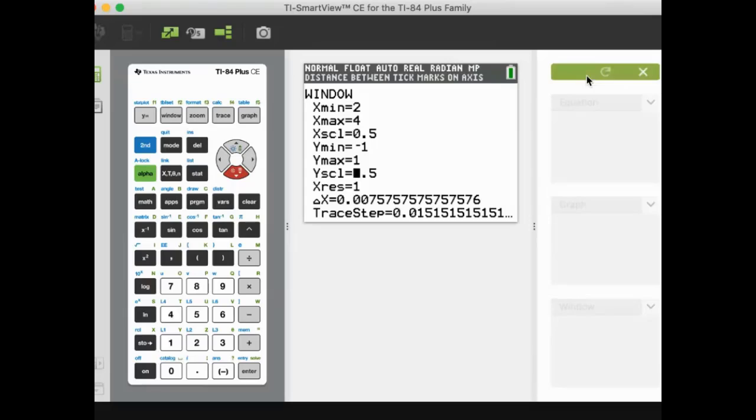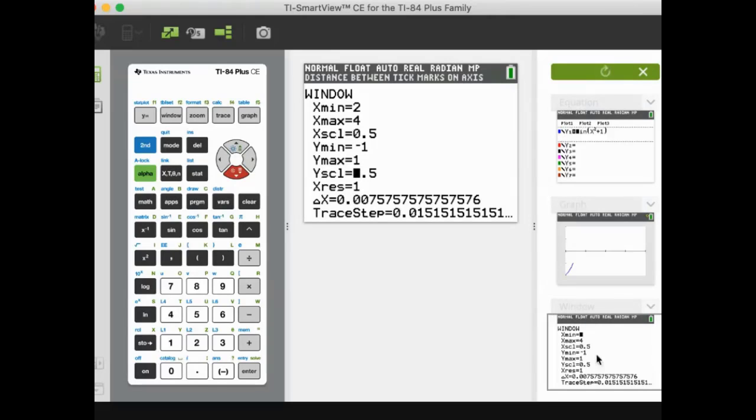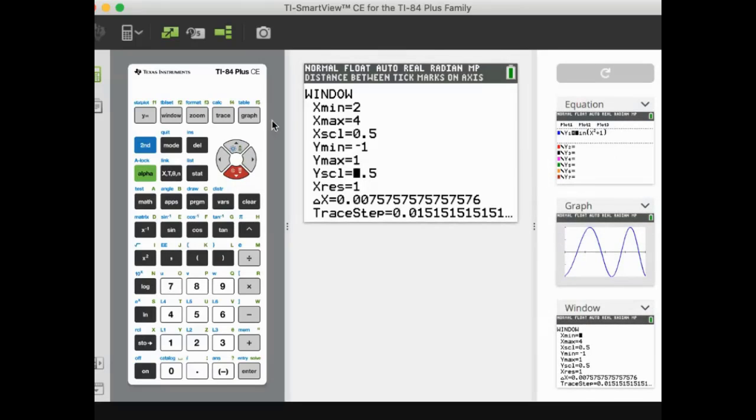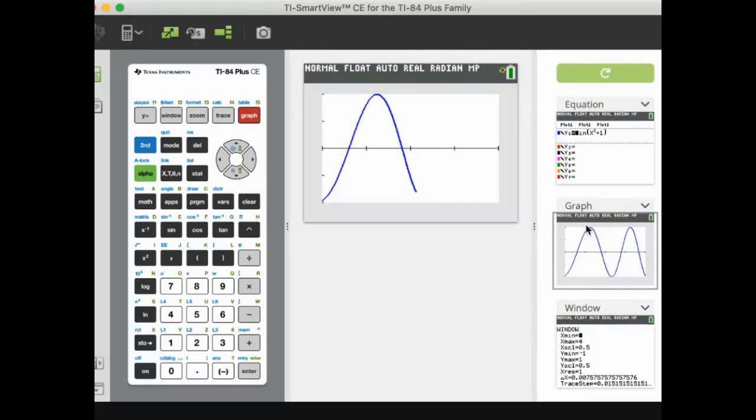I'm going to refresh this so everyone can see what I have in my window. This is what my window looks like. This is what my equation looks like. Then if you press graph, it's going to give you this window, and this right here is the graph of our first derivative.